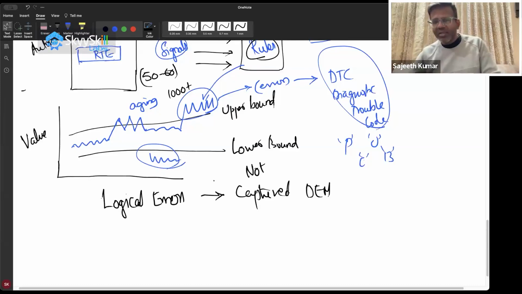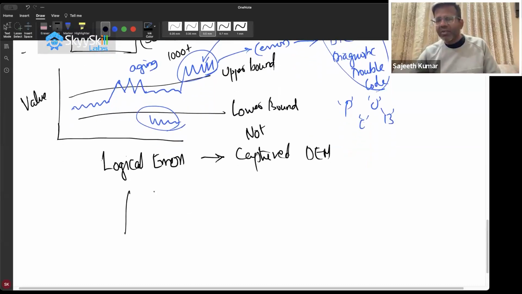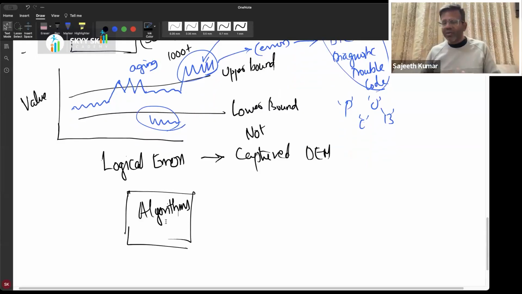Now, why is this an interesting area? Because you can write algorithms. Algorithms can be developed in MATLAB or Simulink or Python or whichever platform, which can help you diagnose these types of problems. There are a lot of these problems which manufacturers do not have a right way to diagnose.